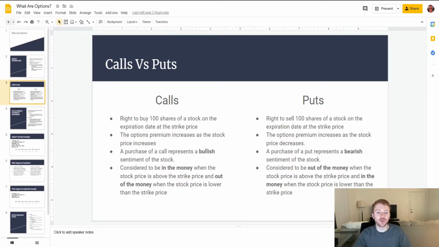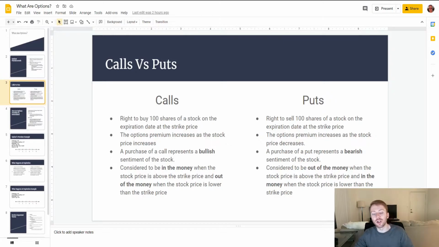So let's look at calls versus puts. A call is your right to buy 100 shares of a stock on the expiration date at the strike price. And the option premium increases as the stock price increases. A purchase of a call represents a bullish sentiment on the stock, because if the premium is going to go up as the stock price goes up, then obviously you want the stock price to go up because you want to make money on that option. And a call is considered to be in the money when the stock price is above the strike price, and out of the money when the stock price is lower than the strike price.